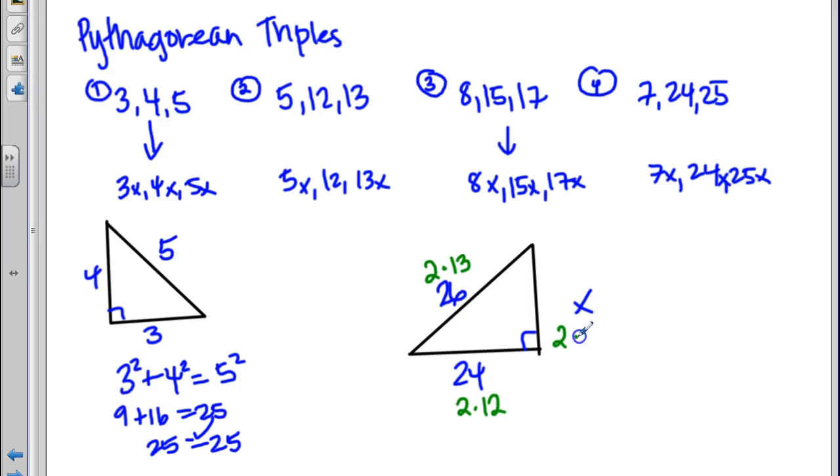So that means this would be 2 times 5. So x is 10 using the Pythagorean triple 5, 12, and 13. All sides have been multiplied by 2. All right, let's move on.